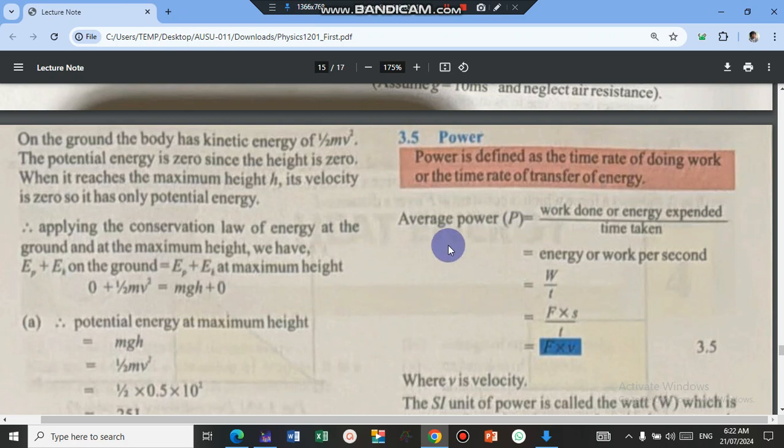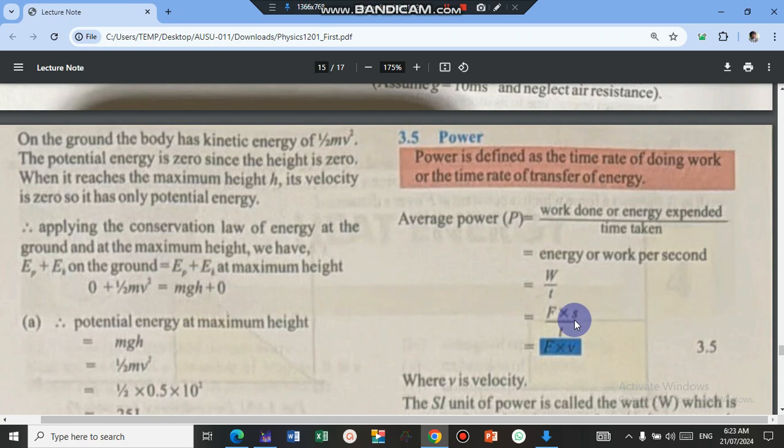The formula is power, denoted by P, equals work done or energy expended divided by time taken. And this means energy or work per second. Work is denoted by W and time is denoted by t in lowercase. But we also know that work is force times distance in the direction of force. So instead of W, we can write F times S divided by t.